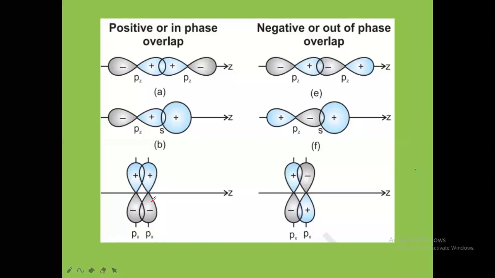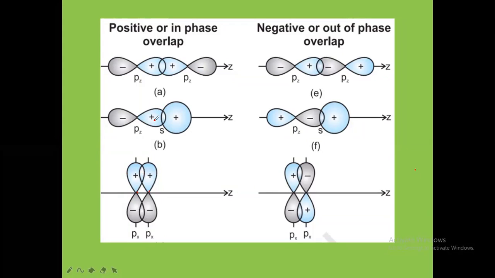It is also pp overlap. Remember, this one is also pp overlap. This pp overlap by axial overlapping will lead to the formation of a sigma bond. This type of lateral overlapping of two p orbitals will lead to the formation of a pi bond. So here a sigma pp bond will be formed, and here a pi pp bond will be formed.